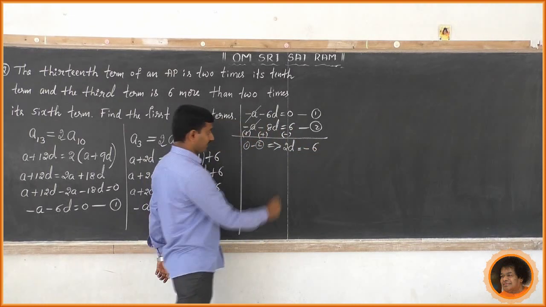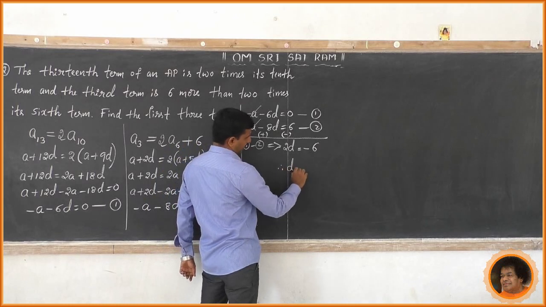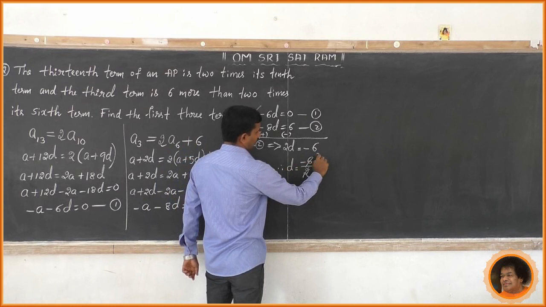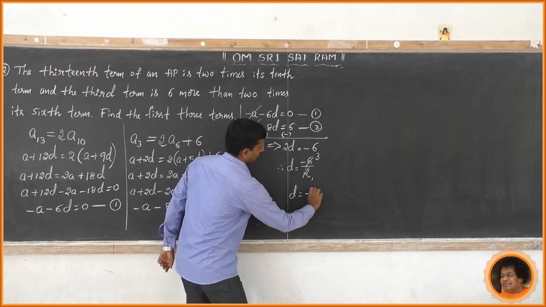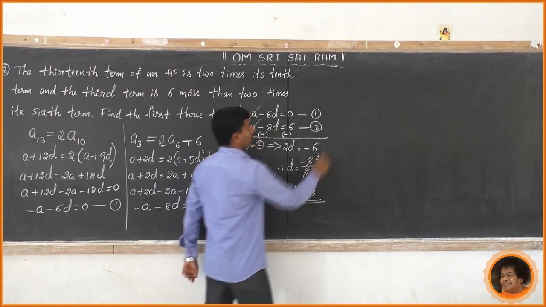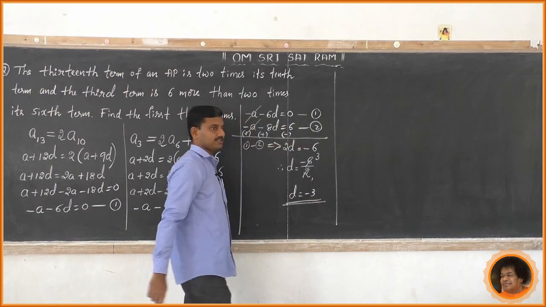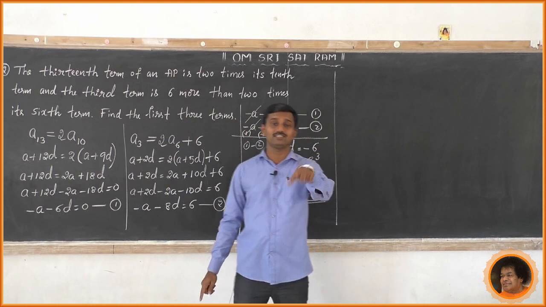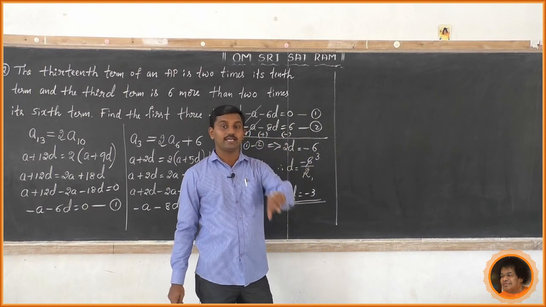Now what is the value of D? So therefore D equals minus 6 divided by 2. 2 threes are 6, so D equals minus 3. So this is the value of the common difference. So what is the question given? Find the first three terms. Which are the first three terms? A, A plus D, A plus 2D.